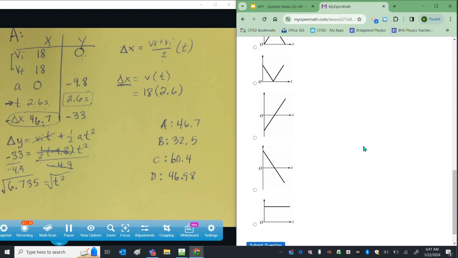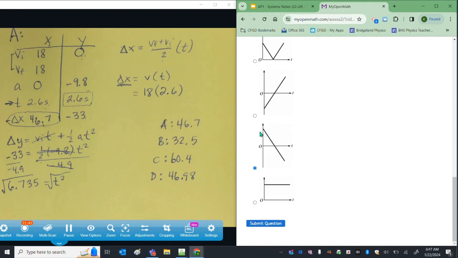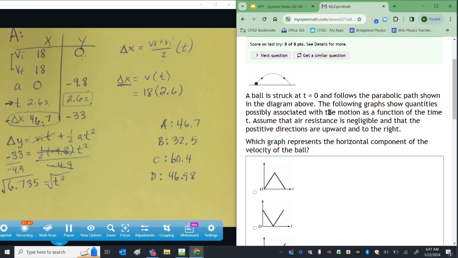And this is true for anything thrown upward in the air, whether it's a projectile that's also thrown forward or even something just thrown straight up. It's going to look something like this with a negative slope. The slope of that v-t graph would, of course, be negative 9.8 meters per second squared.